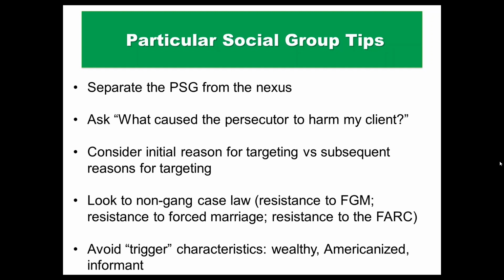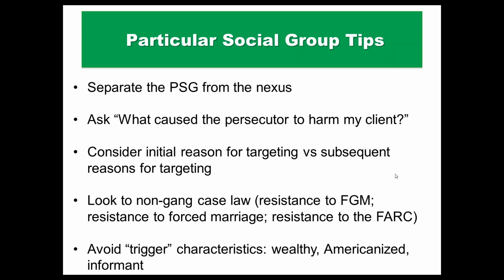So give the judge or your adjudicator the tools that they need to be able to grant the case. And then we want to avoid some of the characteristics the same way we want to avoid language like harassment in our affidavits, in our briefing, in our testimony. We want to kind of steer clear of the types of characteristics that have been less accepted by courts. So somebody who's wealthy or Americanized or an informant, those are characteristics that courts have generally found are a little bit more squishy and not necessarily as immutable or recognizable for purposes of asylum.